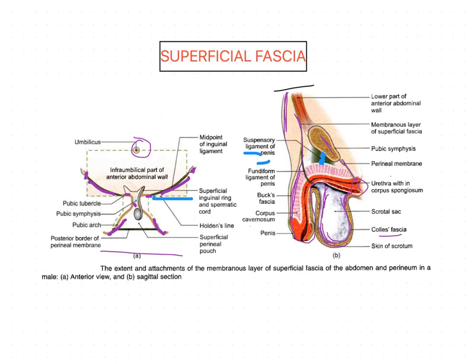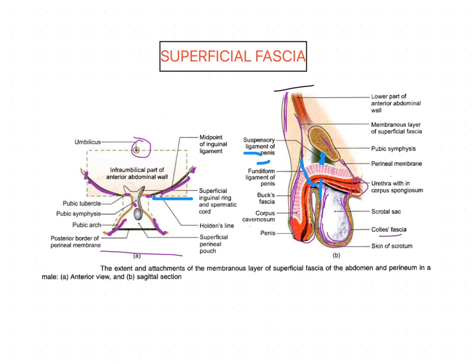And coming to the fundiform ligament, it is also derived from the membranous Scarpa's fascia of the anterior abdominal wall. It extends from the linea alba, the vertical groove present in the anterior median plane, to the penis and surrounds it laterally on both sides. It is present as a sling-like structure, and it ends in the scrotal septum.